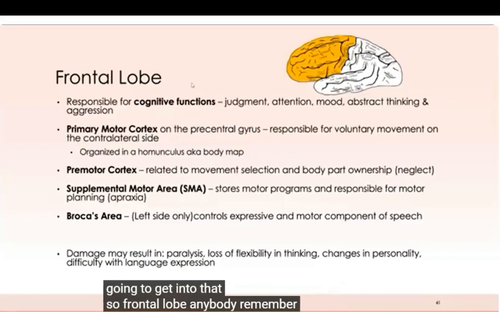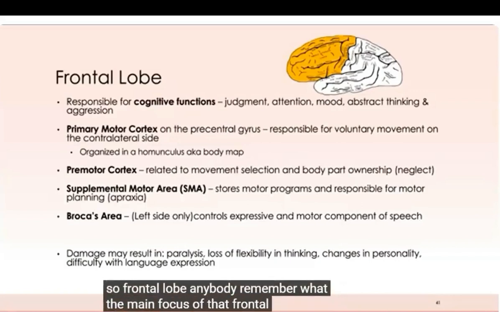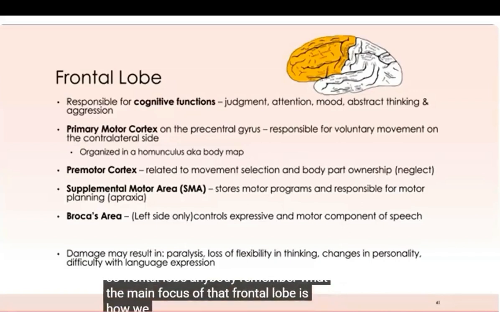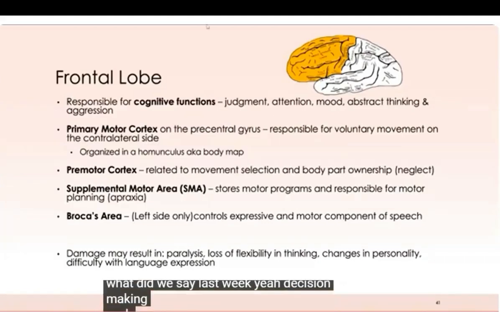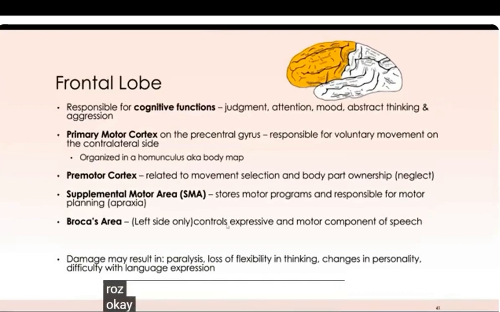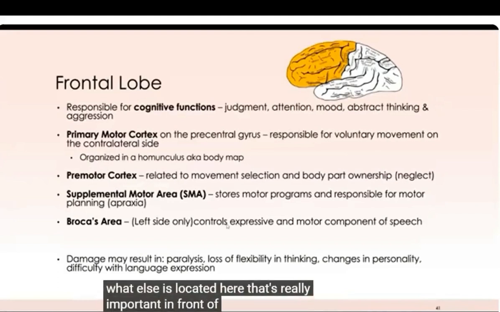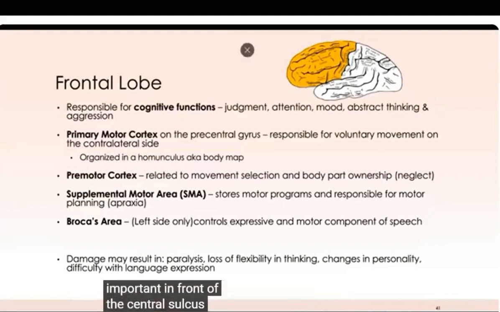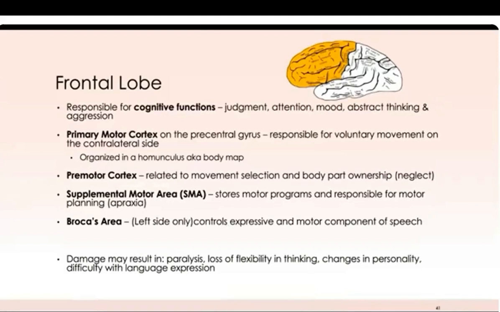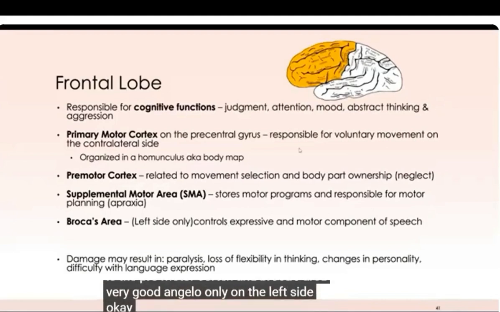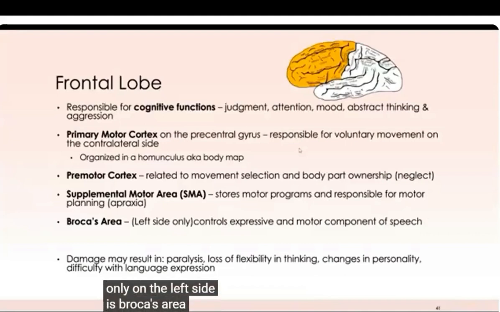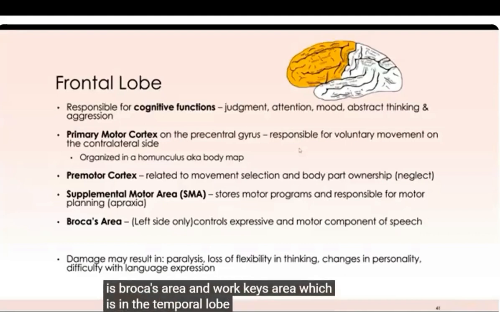So frontal lobe, anybody remember what the main focus of that frontal lobe is? How we remember this lobe? What did we say last week? Yeah. Decision making. Yeah, decision making, okay, personality. What else is located here that's really important in front of the central sulcus? Motor cortex and Broca's area, only on the left side. Only on the left side is Broca's area and Wernicke's area, which is in the temporal lobe.